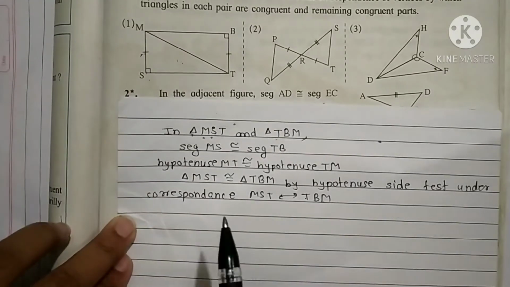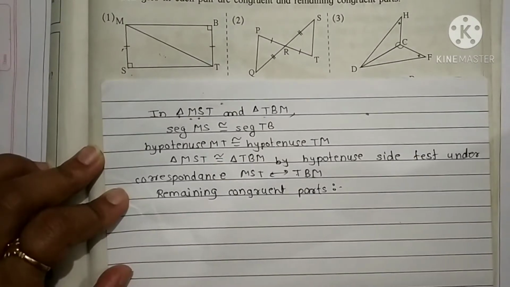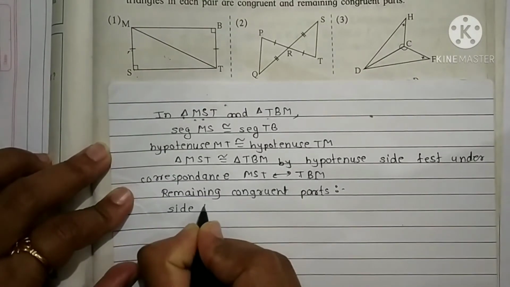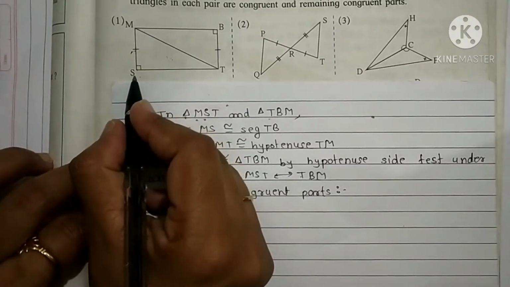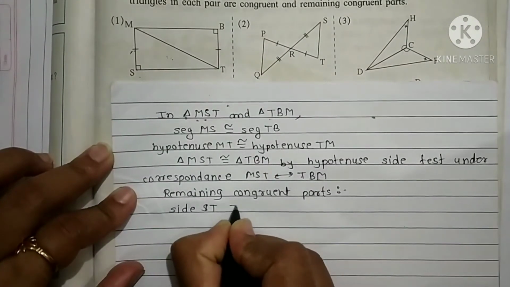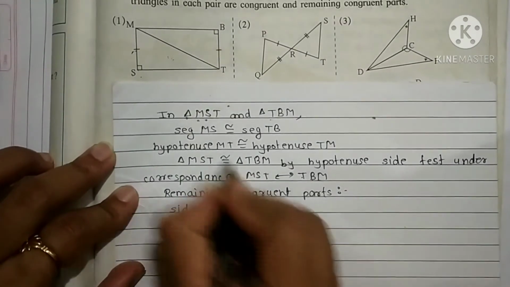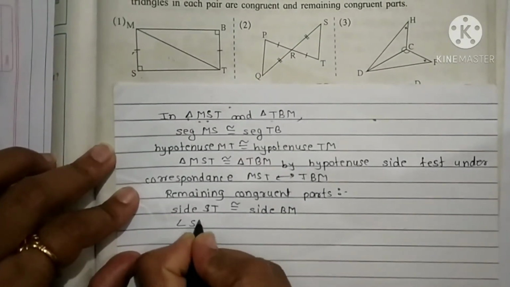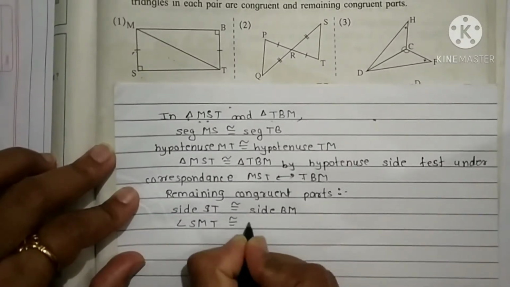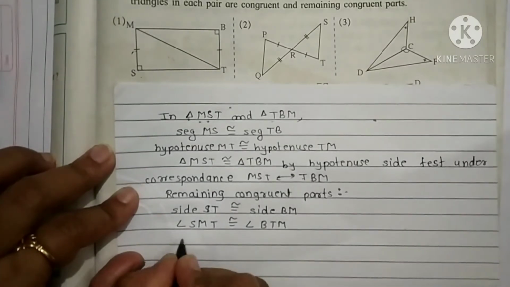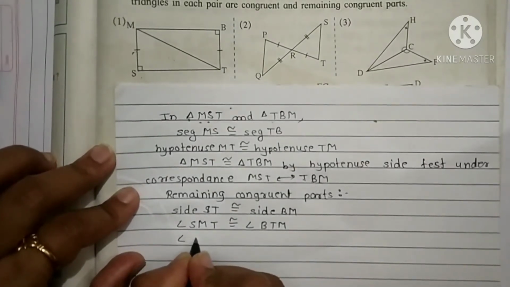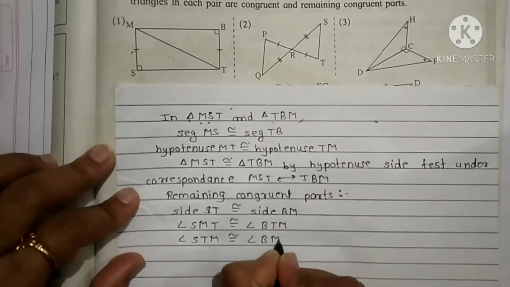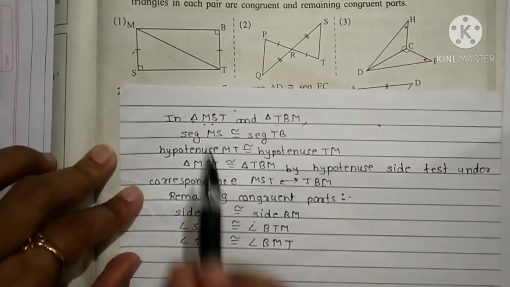Now we write the remaining congruent parts. The remaining congruent parts are side ST congruent with side BM, and angle SMT congruent with angle BTM, and angle STM congruent with angle BMT. These are the remaining congruent parts of these two triangles.